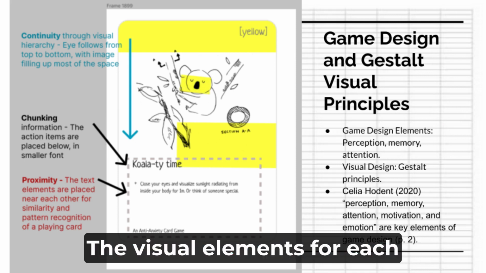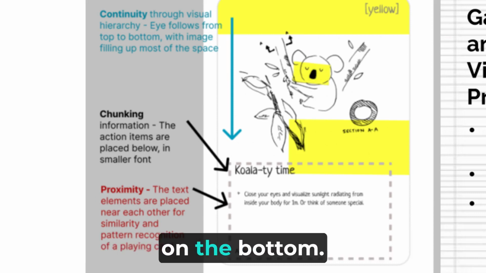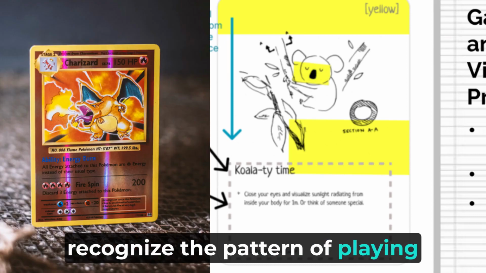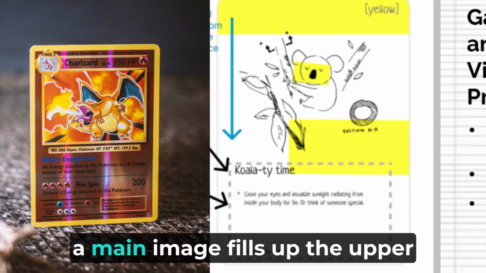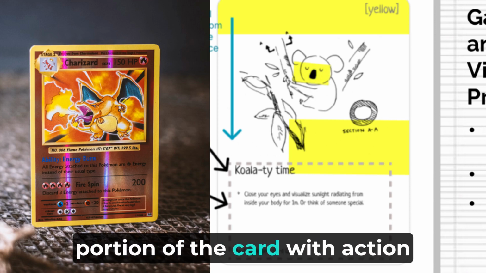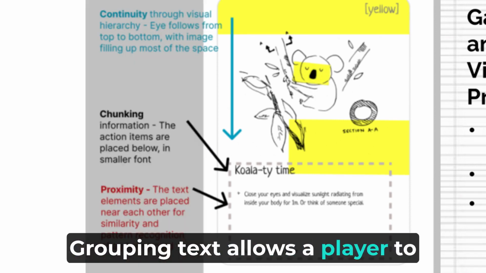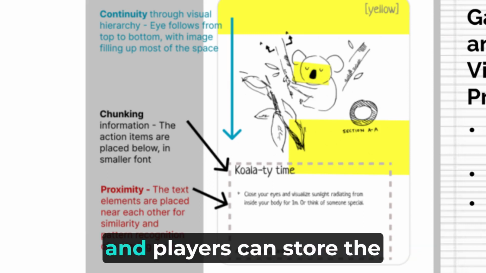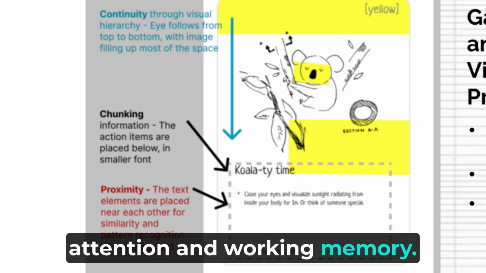The visual elements for each card are standardized, with colors on top and a description on the bottom. This allows the player to recognize the pattern of playing cards or Pokemon cards with this top-down visual hierarchy. A main image fills up the upper portion of the card, with action items and text below it. Grouping text allows the player to process information in chunks. This reduces cognitive load, and players can store the information quickly in their attention and working memory.